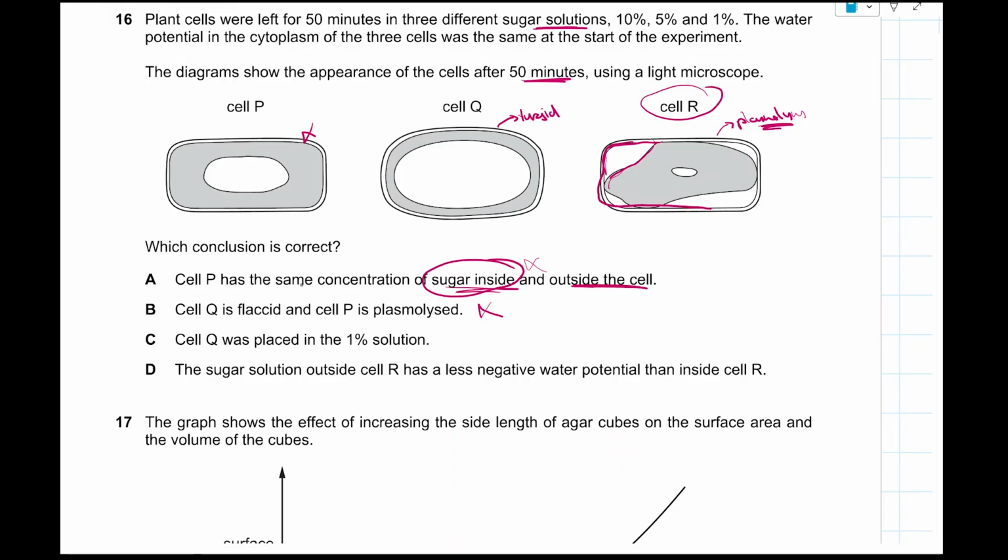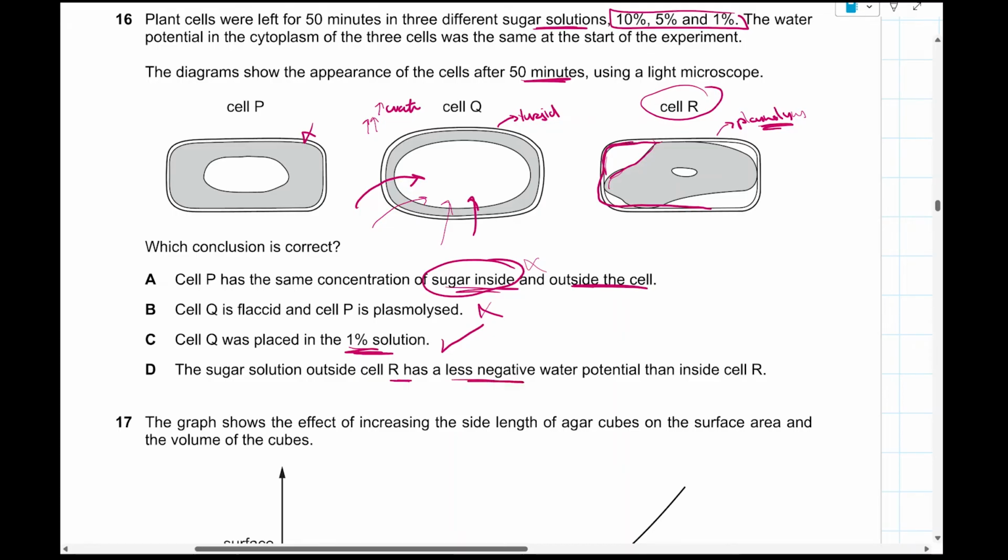For C, cell Q was placed in 1% solution. So 1% solution is the lowest concentration of sugar. Therefore, it has the highest water potential because here it's the lowest concentration out of all. As we all know, water moves from a higher water potential down to a lower water potential. Therefore, the cell became turgid. This only indicates that cell Q was placed in the solution with the highest water potential. Therefore, this is correct.